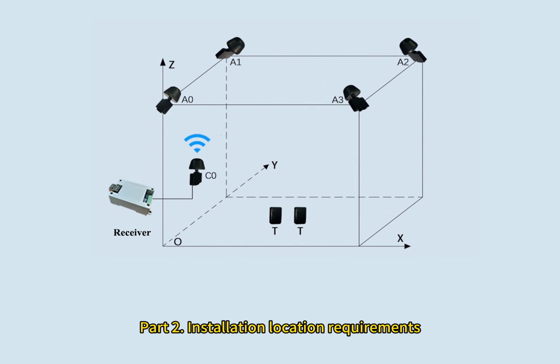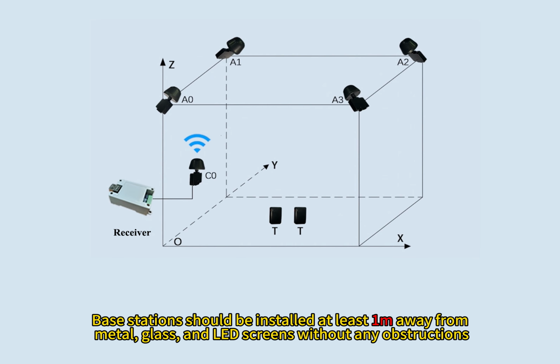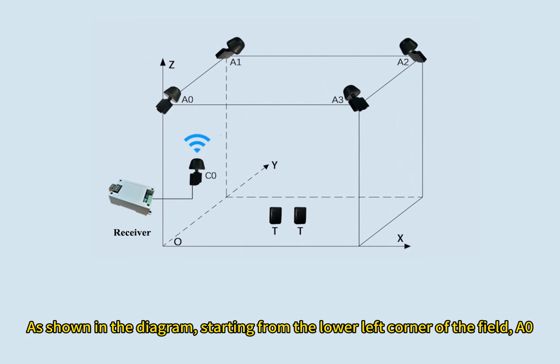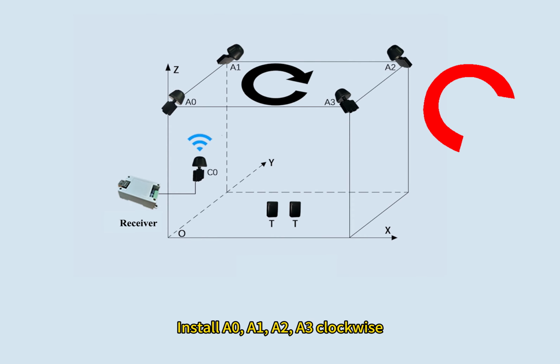Part 2. Installation location requirements. Base stations should be installed at least 1 meter away from metal, glass, and LED screens, without any obstructions. There are specific requirements regarding the installation order of base stations, as shown in the diagram. Starting from the lower left corner of the field, at 0, install A0, A1, A2, A3 clockwise.